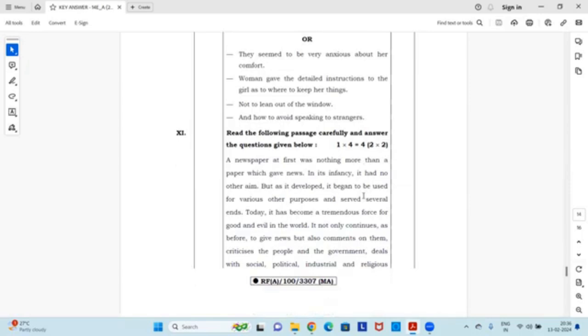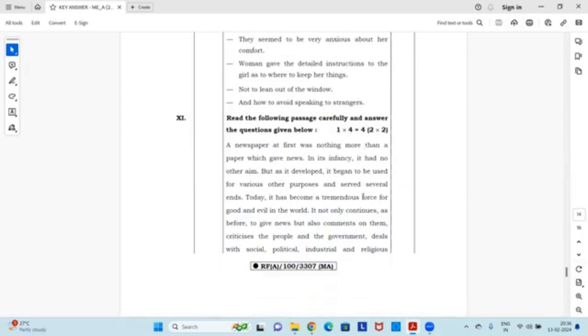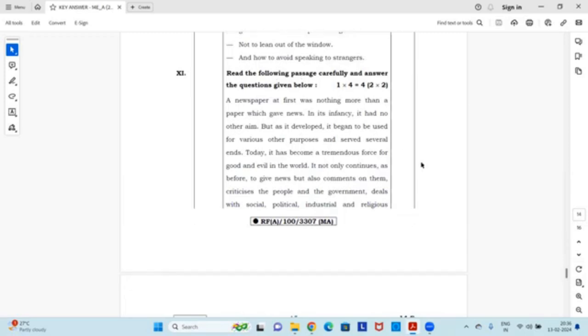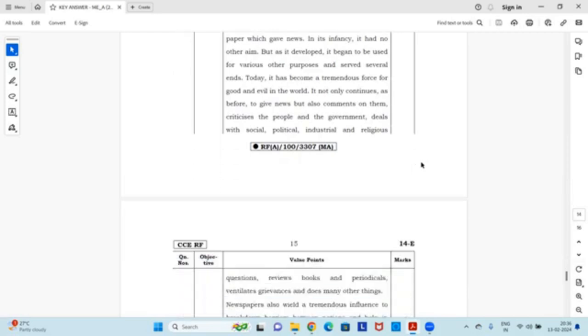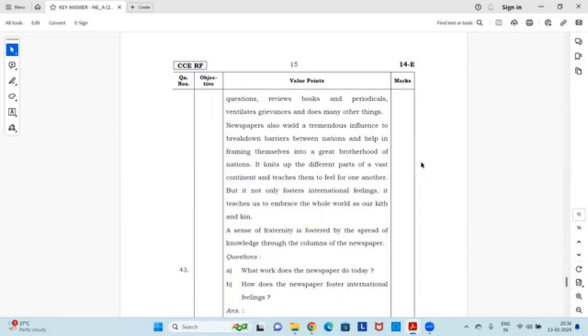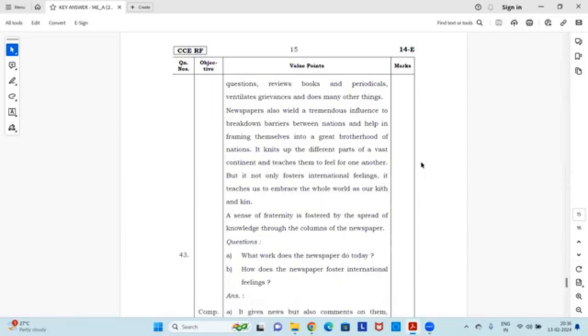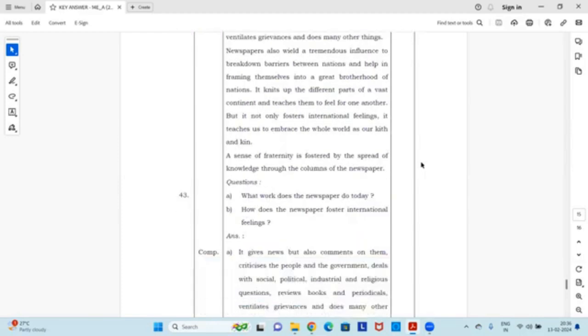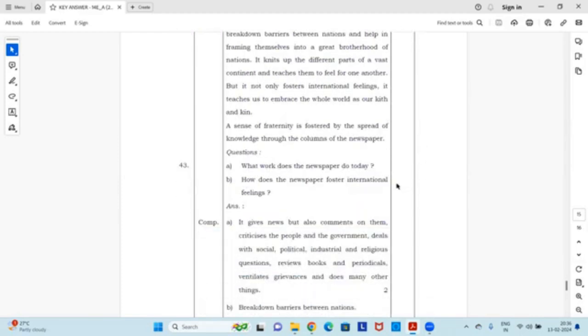Okay, moving to the next main question: answer the following by reading the passage carefully. So there's a passage on newspaper here. You can pause the video and go through the passage. Okay, so there's a passage which will be given. You have to read it, understand it, and based on that, you have some questions which you will have to answer. So the first question is, what work does the newspaper do today? And the second question is, how does the newspaper foster international feelings?